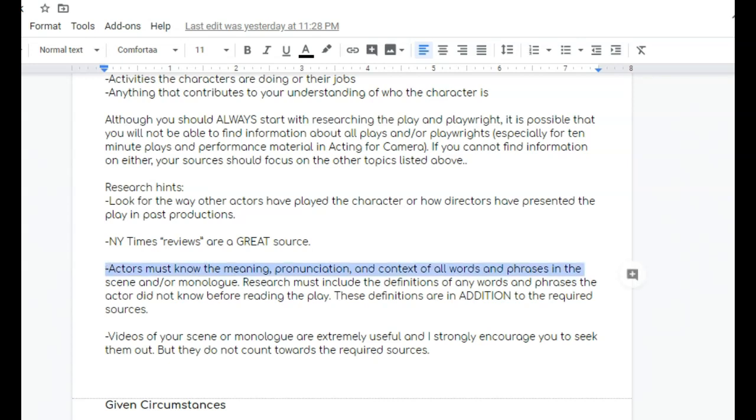So do that. However, these do not count towards the required sources for this research. Looking at a video of someone performing your material is an excellent idea, particularly for pronunciation of words that you don't know how to pronounce, or you think you do but you really don't, which often happens to me. However, those do not count towards your required sources. Feel free to list them, but that won't count towards the number that you've got to have.